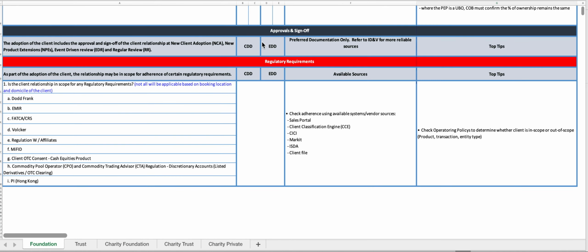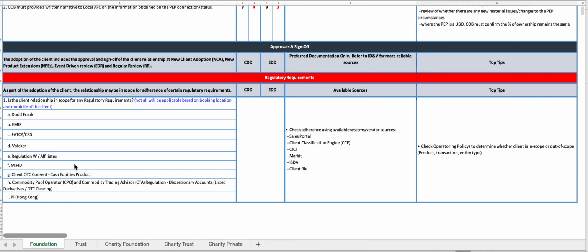Usually you need to get this all signed off once you've got all this information collated. And if there are any regulatory requirements, a lot of companies look into Dodd-Frank, EMIR, FATCA, MiFID. So these things are always looked into. These could be additional things that you may need to look into.